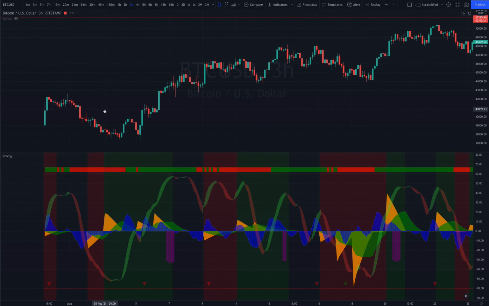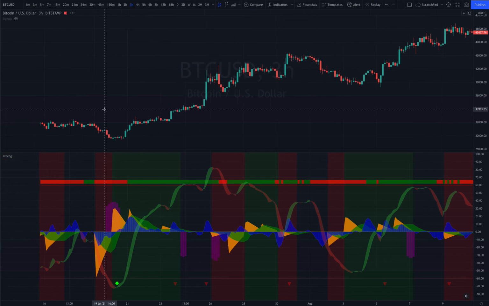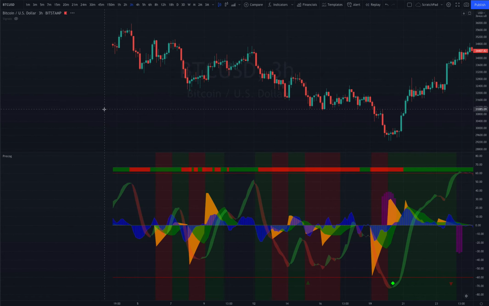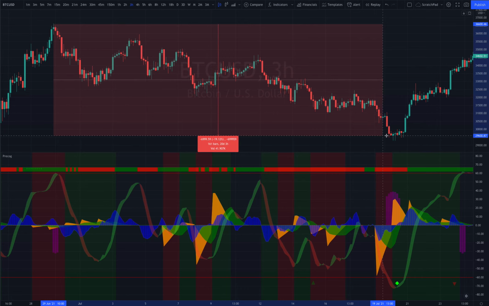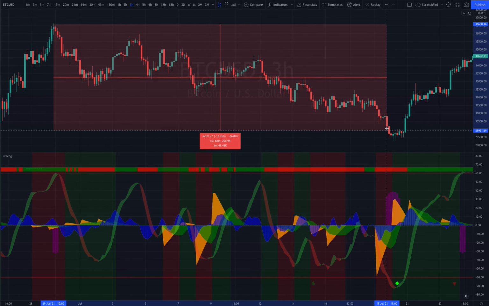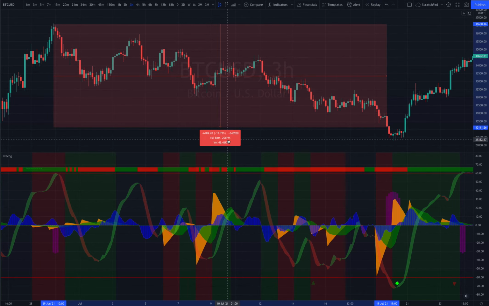But it's not always a bad thing. It's just we've been trending up for a while. Here we were falling from June 29th. Not a single purple candle pointing up until right here. So we fell 17% over 20 days.